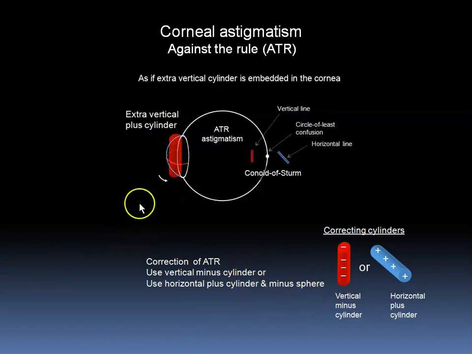If we decided to correct this eye with different power spheres in front of the eye, we would be able to move this conoid back and forth. But we would not be able to collapse the conoid. Only by correcting the cylinder within this optical system can we collapse this conoid to form an image point.